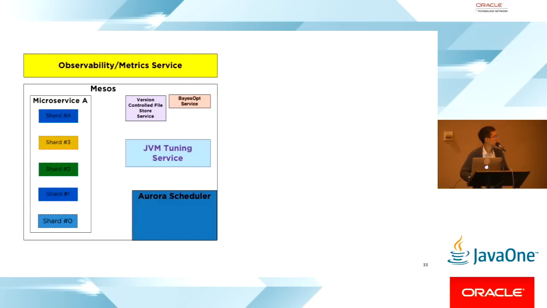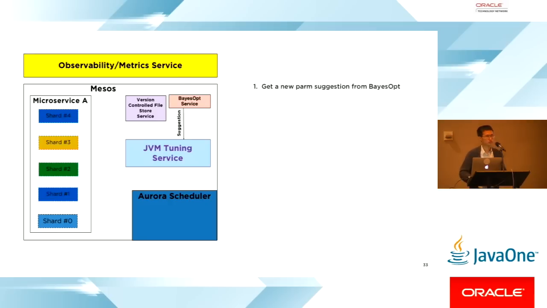So here's the structure of our tuning system. Just take a look at the microservice block. We have 5 shards in total. Every time, we only do the experiment with shard 0, and we set shards 1, 2, 3, 4 as a baseline. Due to the limitation of the Aurora scheduler, at least the version we are using at Twitter, we cannot specify a certain platform to launch shard 0. So we have to restart it multiple times to get a matching platform.